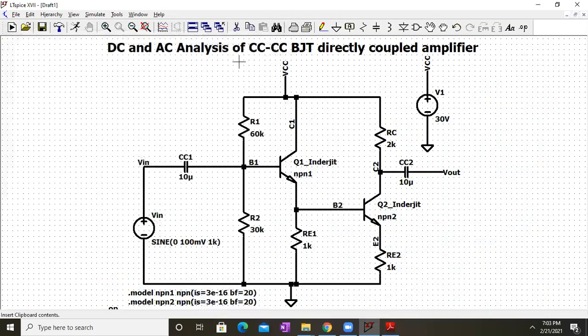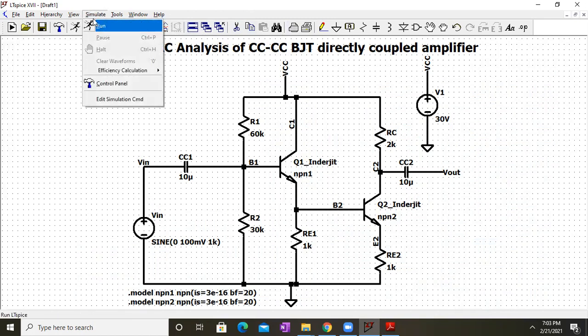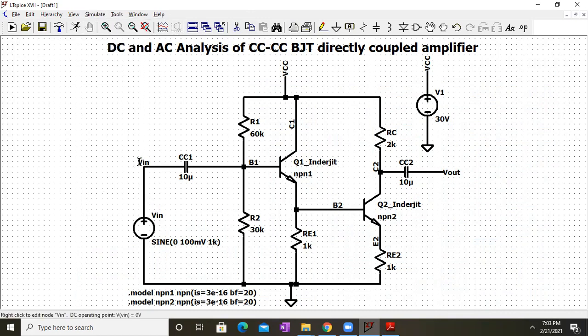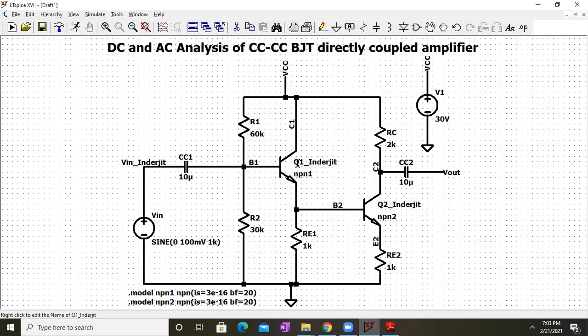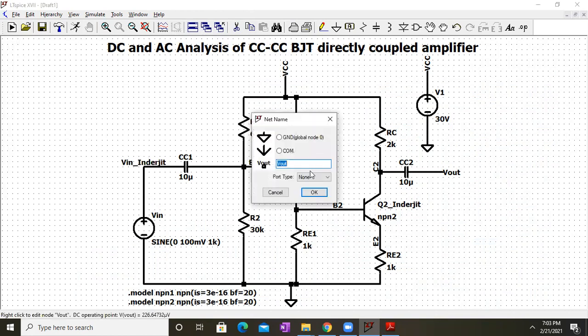And now we close this. Now what we want is a V out and V in. We want to calculate the gain. So first of all, we'll delete that .op and go to tools, go to simulate. Before that, just label the input and output properly. So V in underscore your name, and then V out underscore the name.